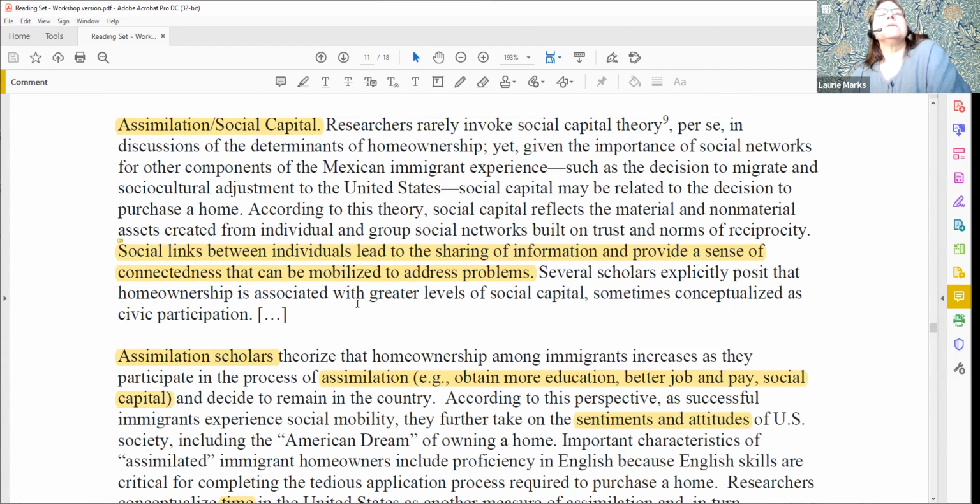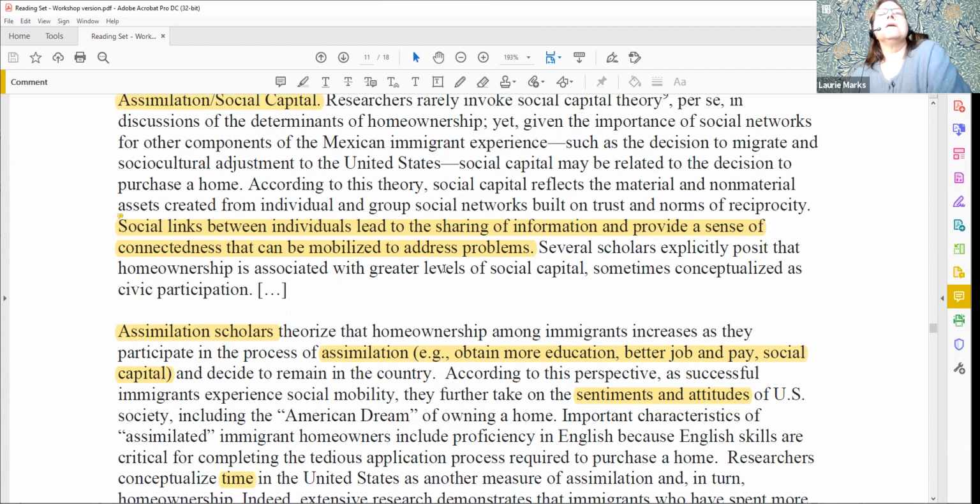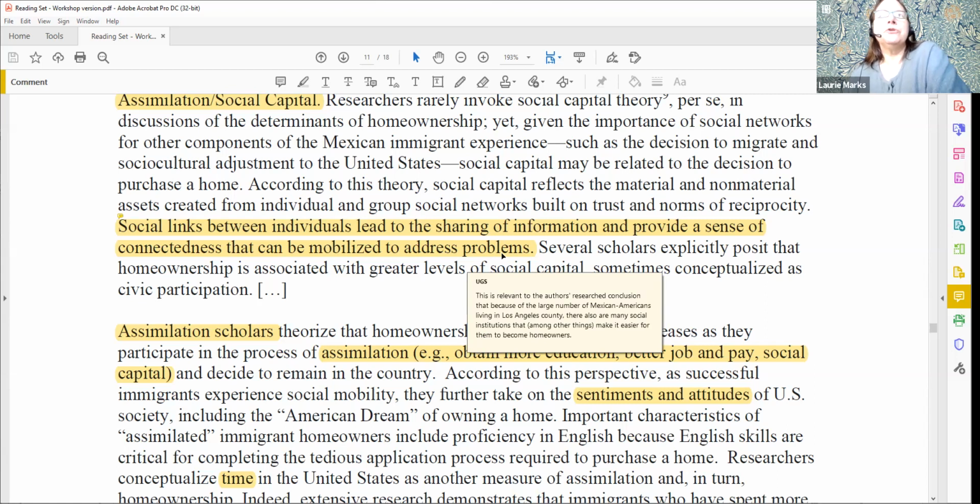So here is a sentence in this paragraph that explains this idea. It says, social links between individuals lead to the sharing of information and provide a sense of connectedness that can be mobilized to address problems.